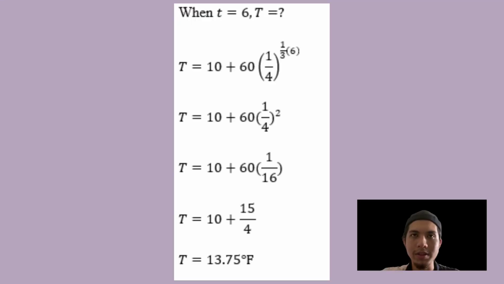Enter all the information that has been calculated, which is C equal to 60 Fahrenheit, e to the power of negative k equal to 1 over 4 to the power of 1 over 3, and t is equal to 6, into the formula T equal to 10 plus Ce to the power of negative kt. After that, we got the temperature after 6 minutes is 13.75 Fahrenheit. That's all from me. Thank you.